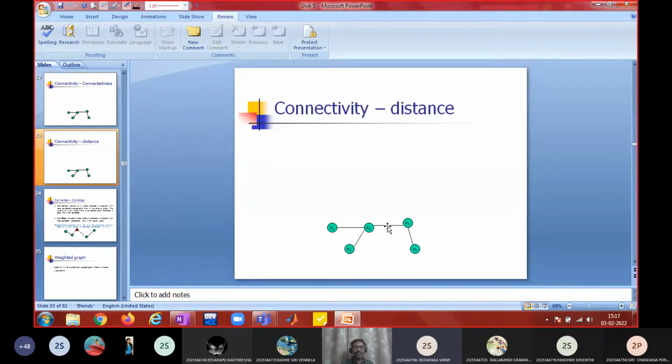So distance also we discussed. Connected graph also we discussed. Connected graph means every distinct pair of vertices must be connected. Even if one pair of vertices is not connected, then the graph is said to be disconnected. A disconnected graph will have components, where each component is a connected subgraph.